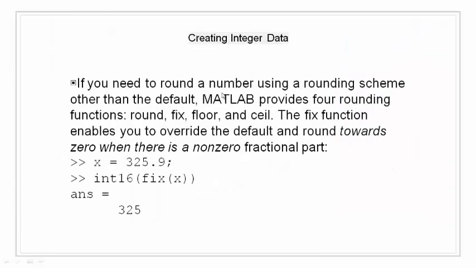Matlab provides us with an option to change the default rounding option. There are 4 rounding options available: round, fix, floor and ceil. Each has a different style of rounding. Say for example, the fix function enables us to round towards 0 when a non-zero fractional part is encountered. So if we had a value such as 325.9, even though it is much closer to 326, the fix function will reduce it to 325.